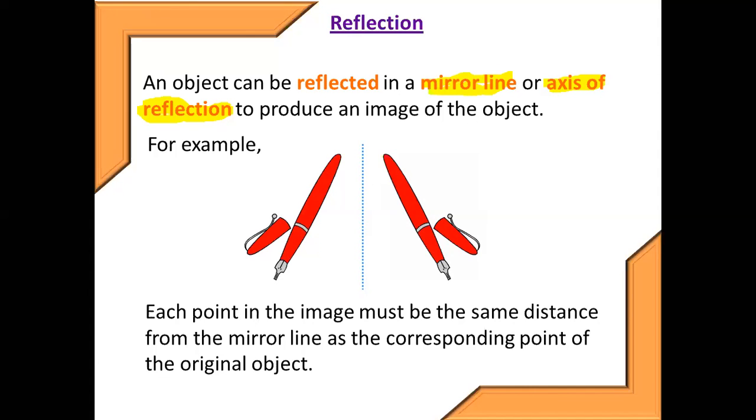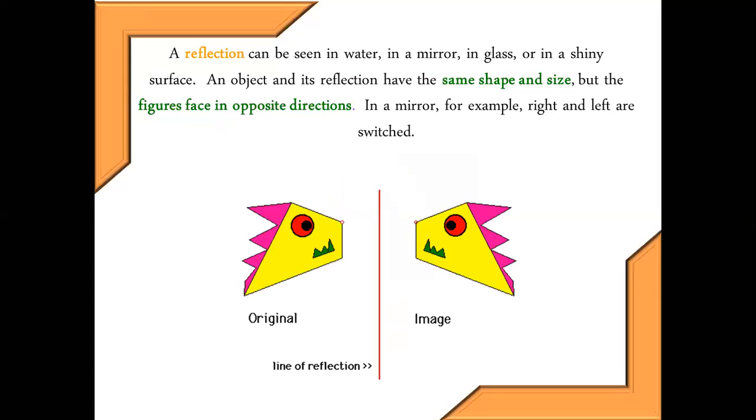Now, reflection can be seen in water, in a mirror, in glass, or on a shiny surface. An object and its reflection have the same shape and size, but the figures face in opposite directions. So it's the same in all of the characteristics, all of the properties. Only one thing becomes different, which is the direction. It will change. In a mirror, for example, right and left are switched.